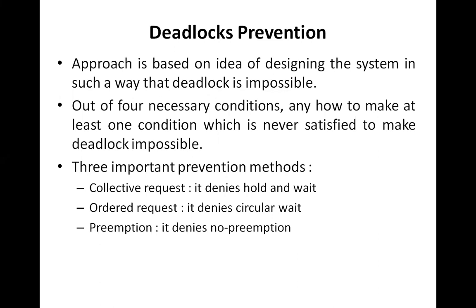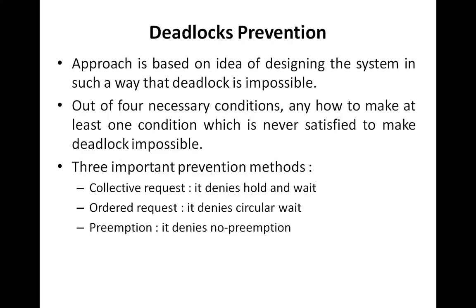So with this idea, we have 3 important deadlock prevention methods. These methods are collective request, which is the first one, ordered request, and preemption. Collective request is going to deny the hold and wait condition. Ordered request is going to deny the circular wait, and preemption is going to deny no preemption. So we are left with only one, which is mutual exclusion.